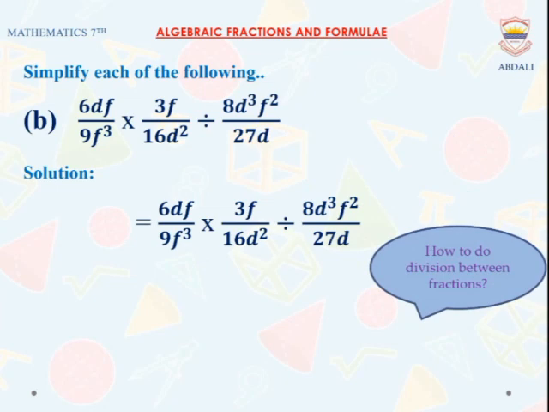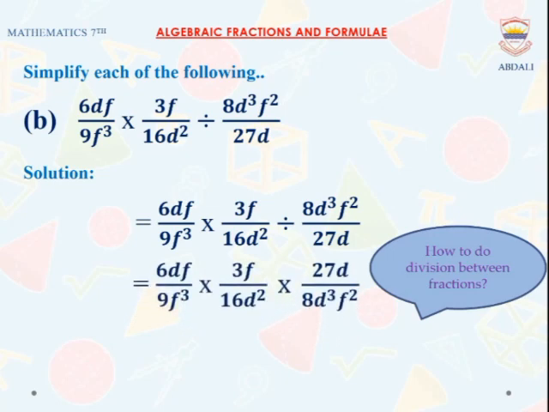Yes, you are thinking right. We know the rule that in division we will change the division sign into multiplication, and we will take the reciprocal of the right hand side fraction. So here we have changed the division sign into multiplication, and we have taken the reciprocal of the fraction, which is 27d by 8d cube f square. Okay, and now we are going to simplify it. So we will cut similar values in the numerator and in the denominator.